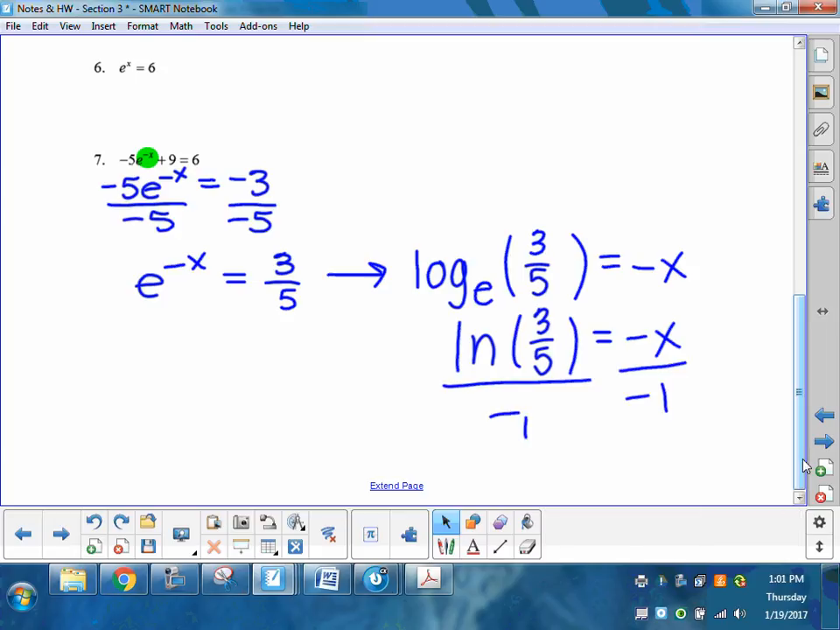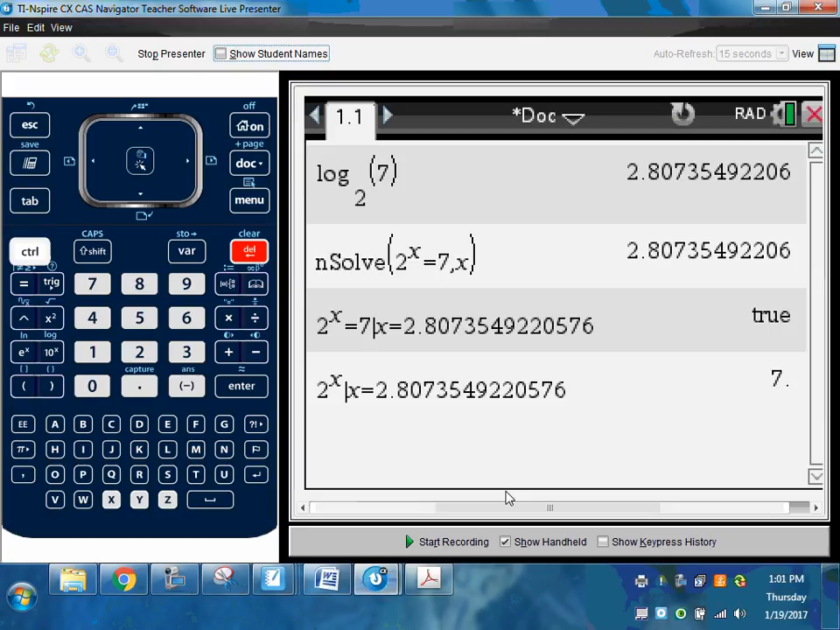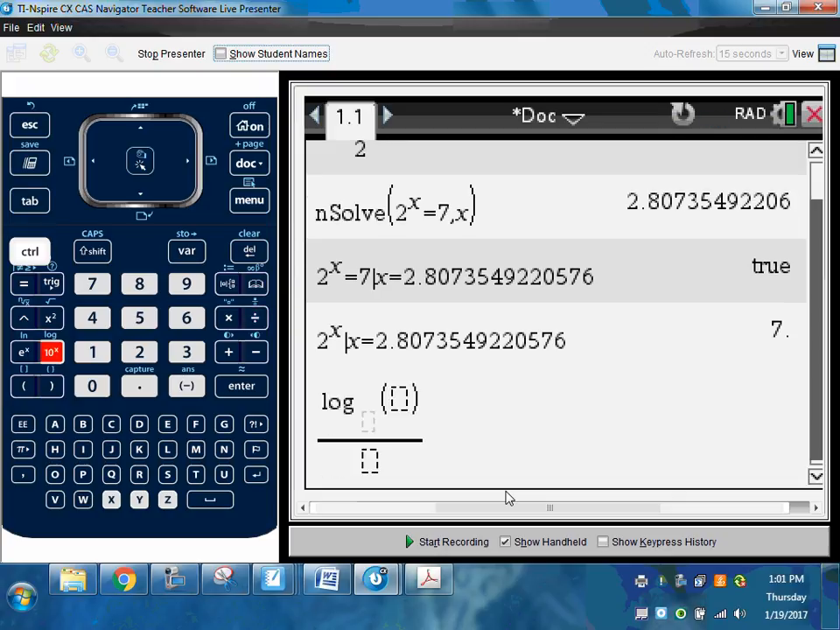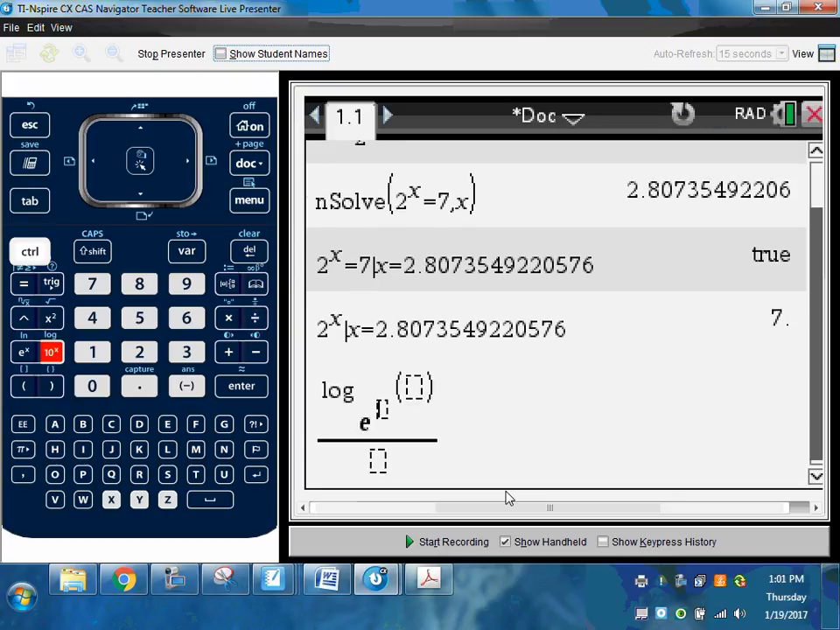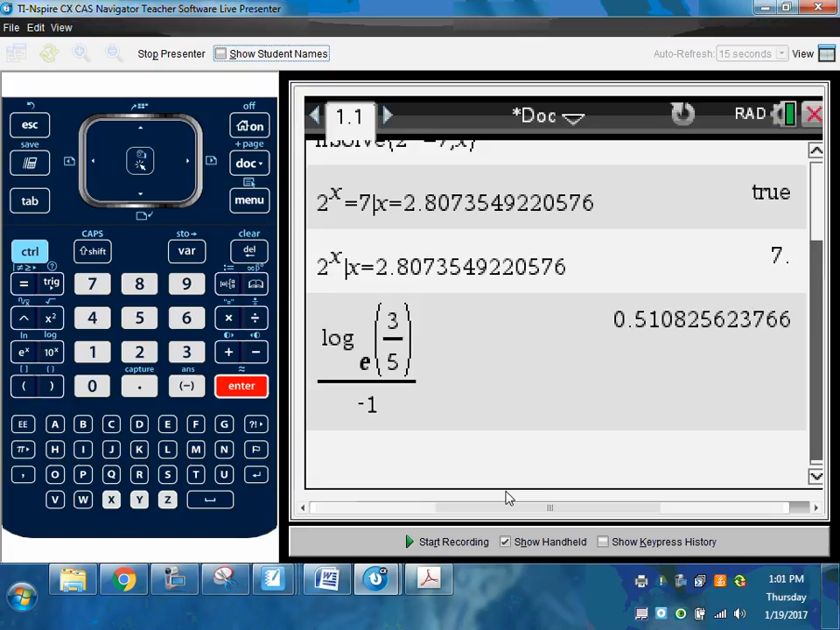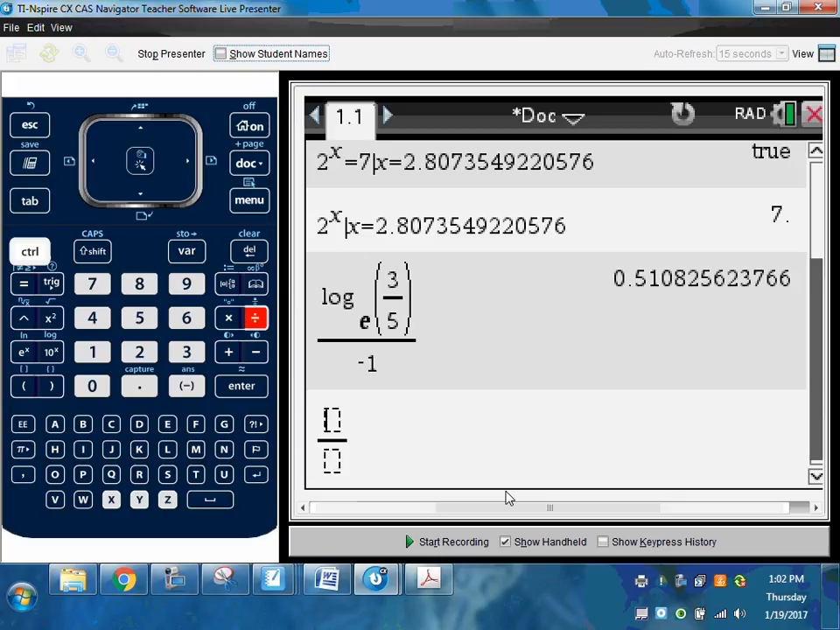So, go into your calculators right now and do this. Let's do it out in one statement. Do control division. The numerator, you're going to write out ln of 3/5, and then we're going to divide that by -1. Log base e of 3/5 divided by -1. Do it all in one step. Natural log of 3/5. Natural log is control e to the x.